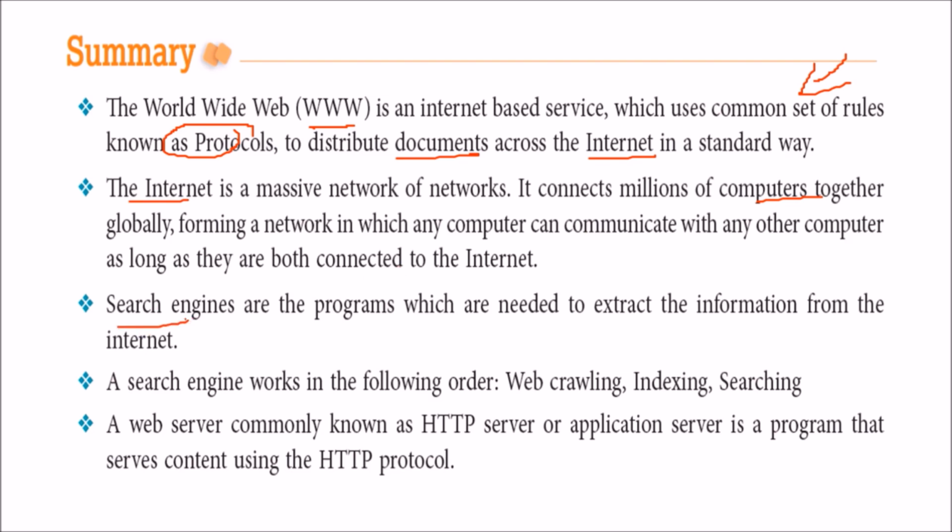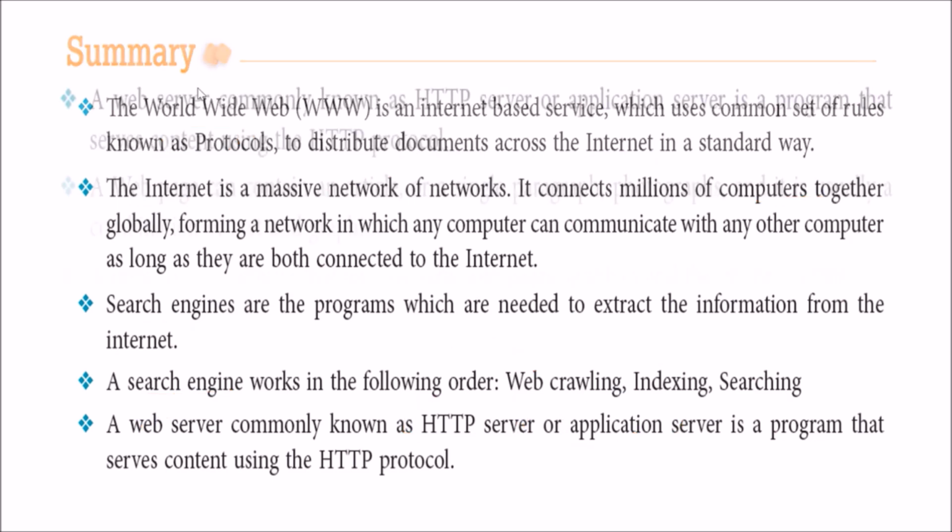Search engines are what? They are a way to extract information from the ocean of data. The search engine works in this way: first web crawling is done, then indexing, then searching. A web server is commonly also known as an HTTP server, and an application server, but the web server is actually a part of the application server. Application server and web server are not the same. The web server is a program that serves content using the HTTP protocol.